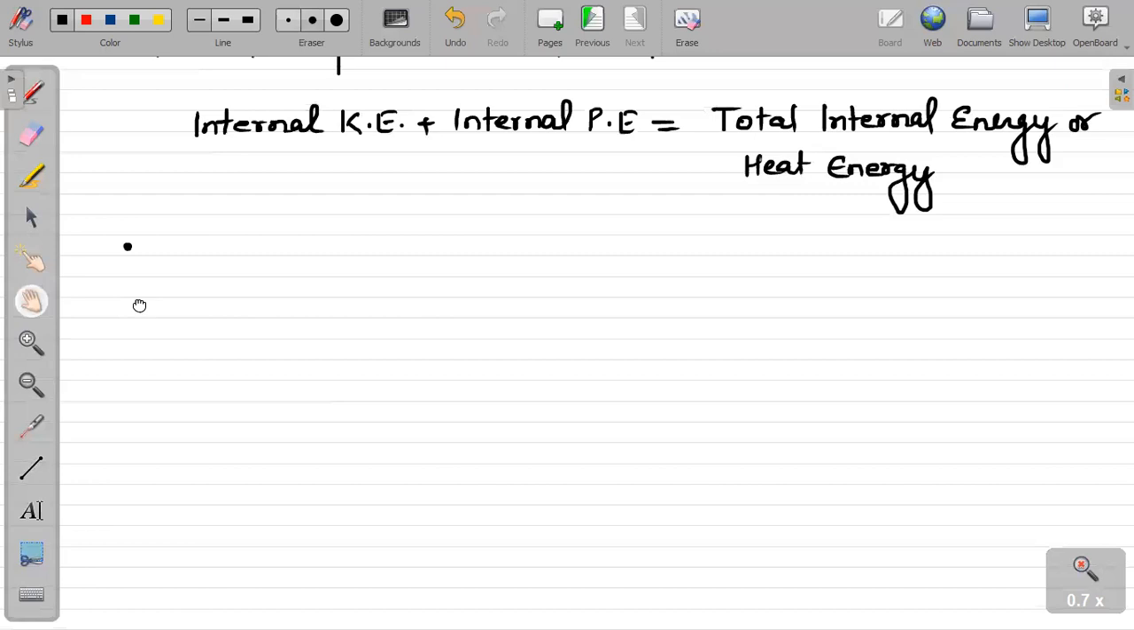Okay? When there is change of state taking place, the average kinetic energy of the particles does not change. Okay? What changes is their potential energy. That means their force of attraction decreases, their intermolecular spacing increases. Okay? Therefore, potential energy increases. Okay?